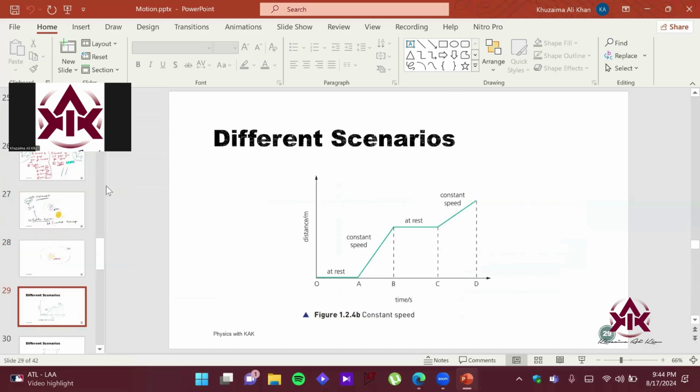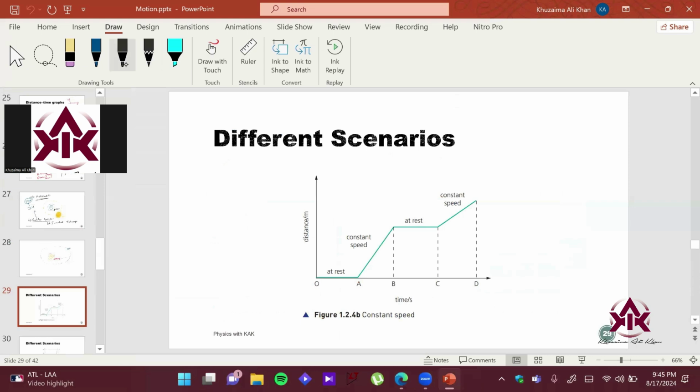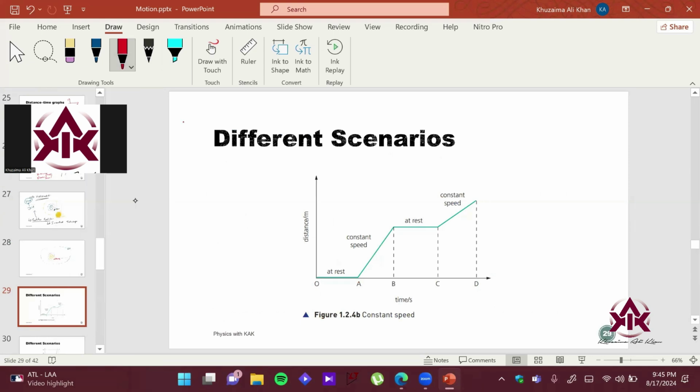ठीक है. So let me choose a color, and let me choose a red color because it's pretty obvious. So we had different sections over here again. ठीक है? So it's a combined scenario, different distance time graph scenarios. इसको हमने combine किया हुआ है. So let me just define the sections, right? So different sections जो available हैं यहाँ पे.